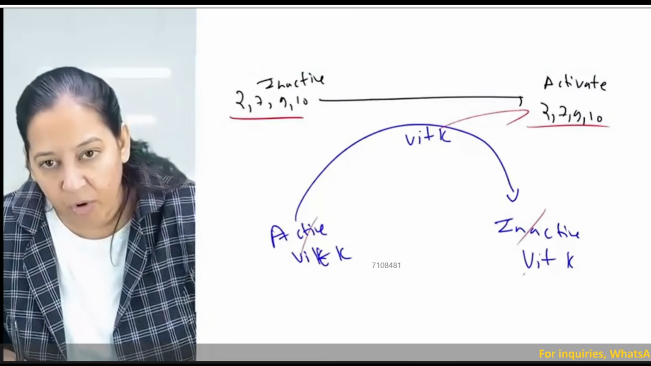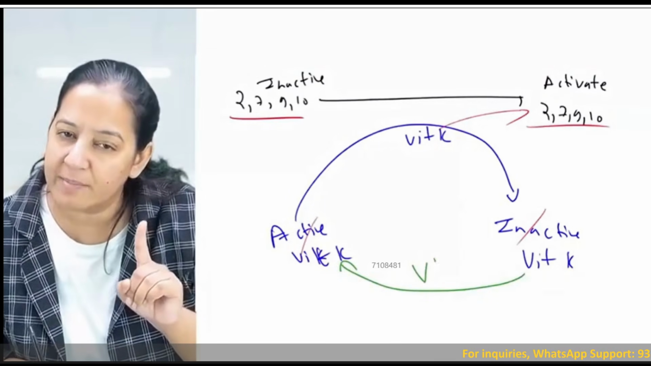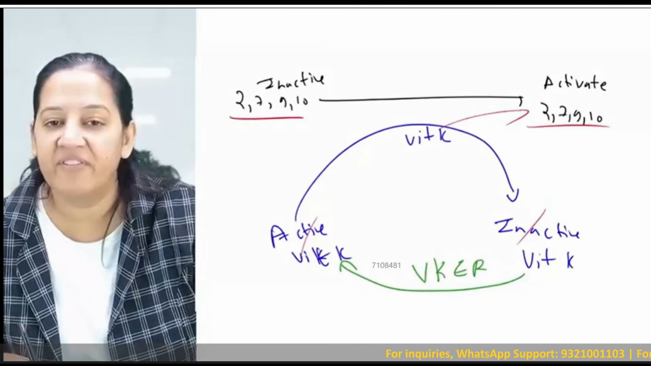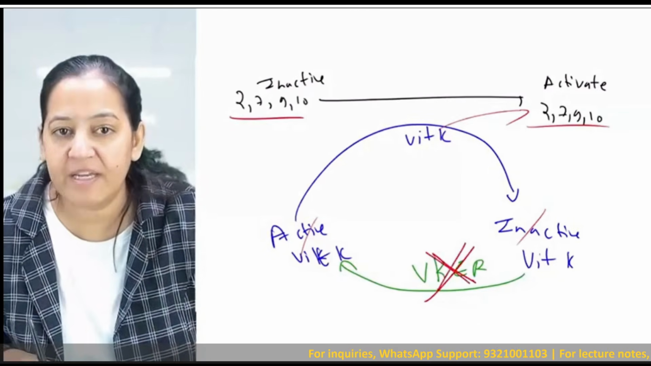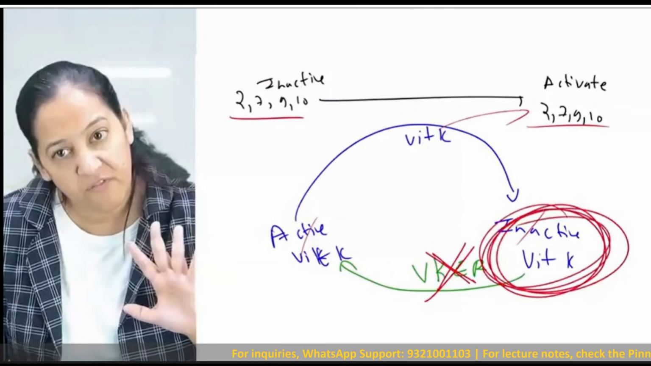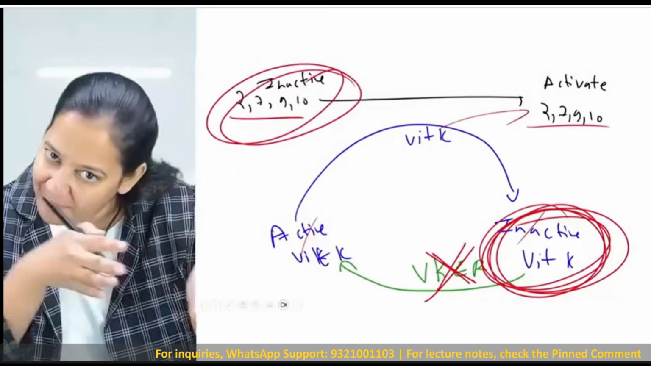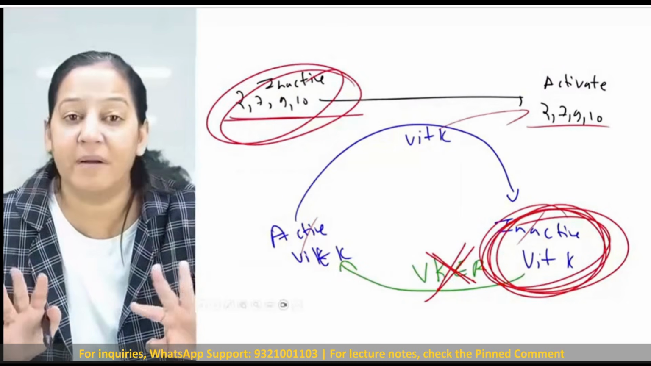If you again want to convert it to the active form for the next cycle, you need an enzyme. The name of the enzyme is vitamin K epoxide reductase, VKER. Warfarin inhibits this enzyme. If this enzyme is inhibited, the vitamin K cannot be activated. Vitamin K will be inactive only. If vitamin K is inactive only, these 4 factors cannot be activated, because these 4 factors depend on vitamin K for their activity. So these 4 factors will be inhibited, but indirectly.